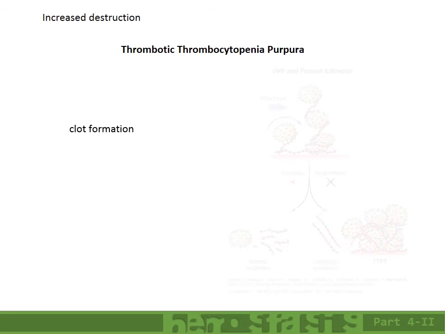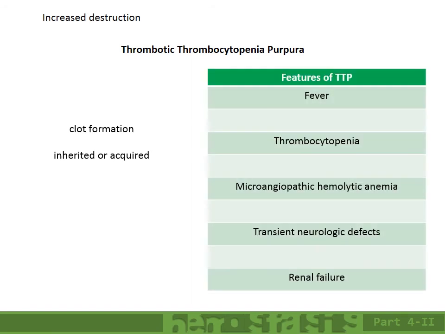TTP can either be inherited or acquired, and it typically presents with a characteristic pentad of symptoms. Those include fever, thrombocytopenia, as well as microangiopathic hemolytic anemia. This occurs due to the number of small clots that are forming in the small blood vessels, shredding up red blood cells as they're passing by. We also see transient neurologic defects, presumably due to small clots forming in the cerebral vasculature, and renal failure.